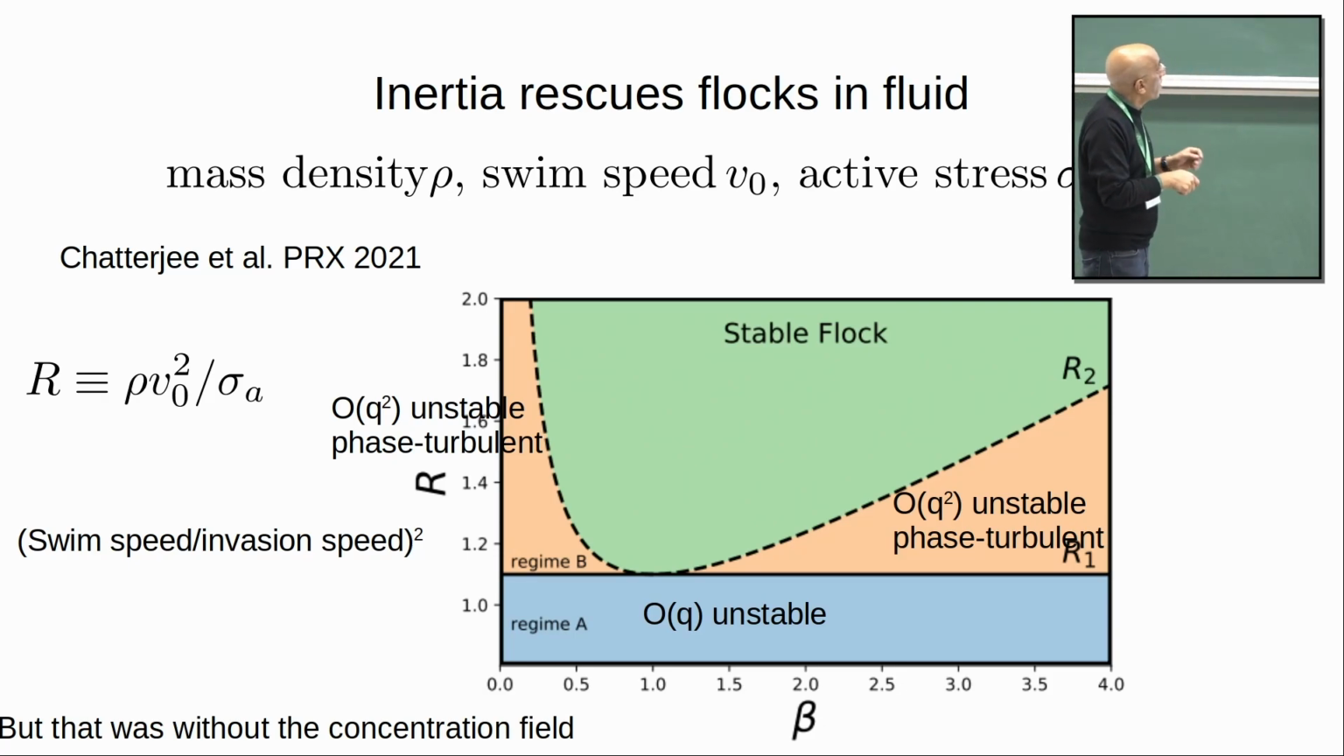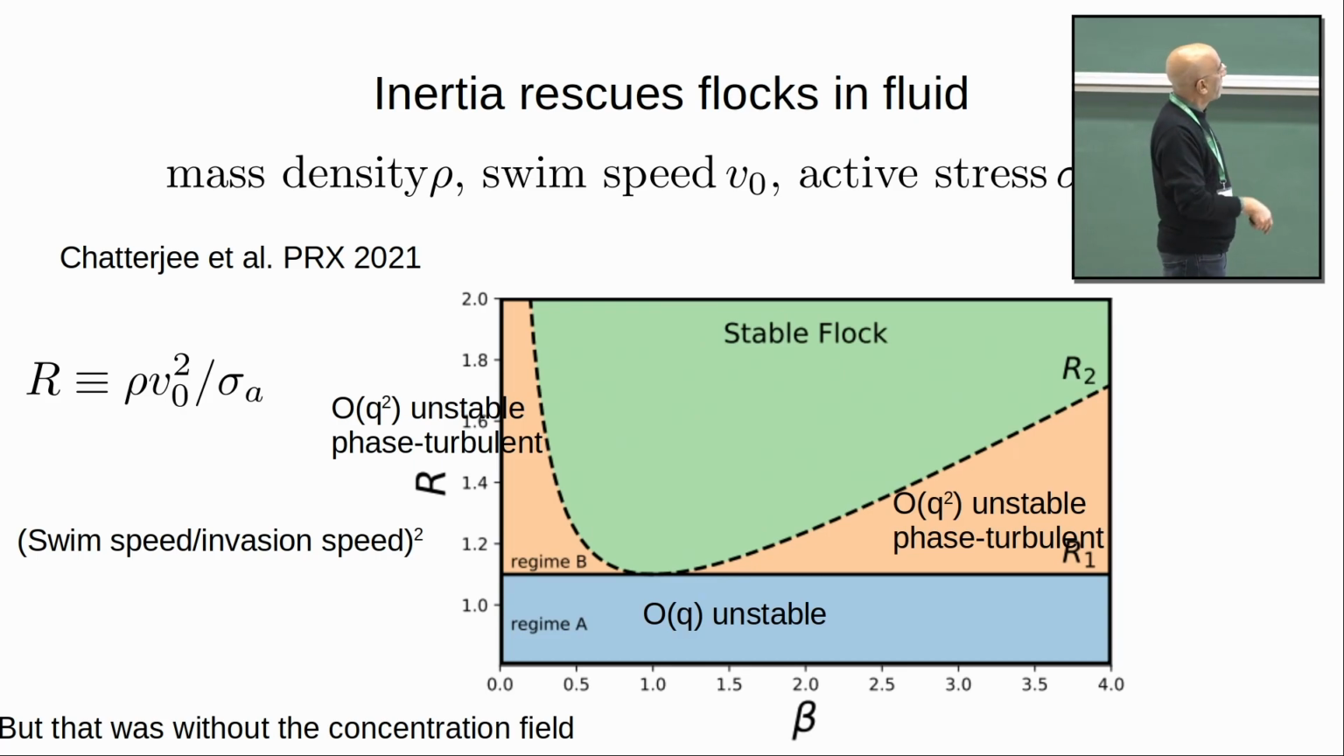What we showed much more recently, a couple of years ago, with many of the same people in that picture, and Ryan Chatterjee and Aditi, is that inertia rescues you from this seemingly inevitable instability. The important dimensionless parameter, it turns out, is this ratio.